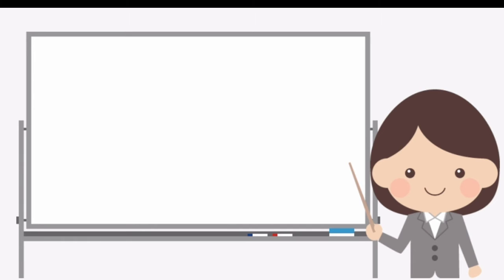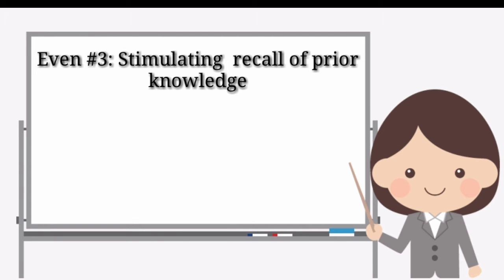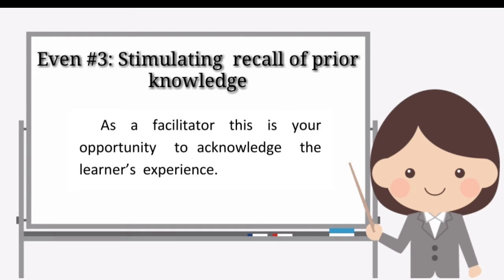After informing the learner of the objectives, the next event is stimulating recall of prior knowledge. As a facilitator, this is your opportunity to acknowledge the learner's experience. This step also has several ways it can be completed. For example, doing a quick summary, review of past lessons, asking the student to explain what they recall.